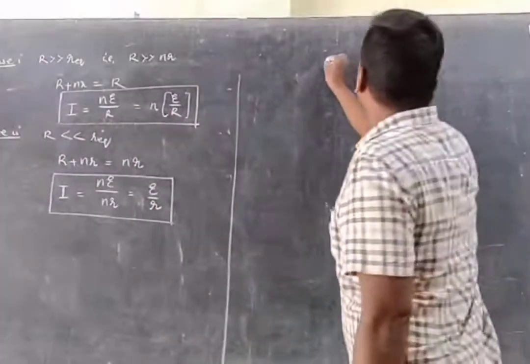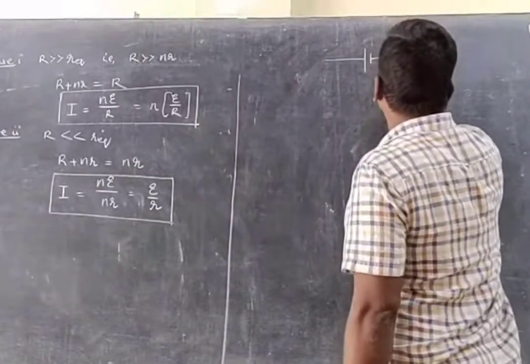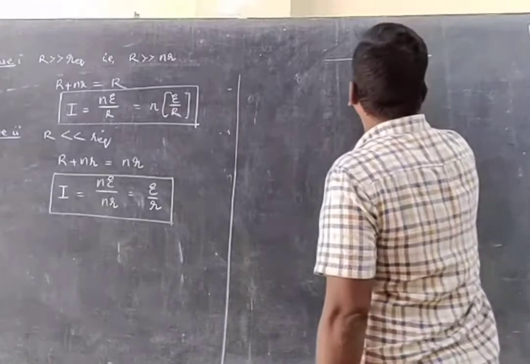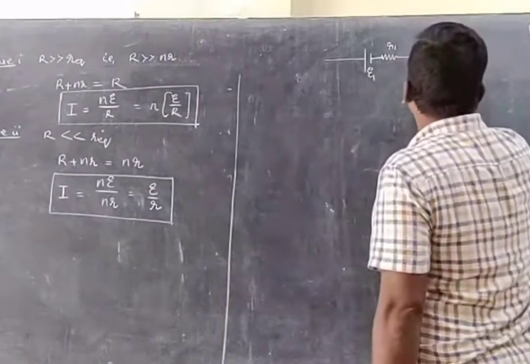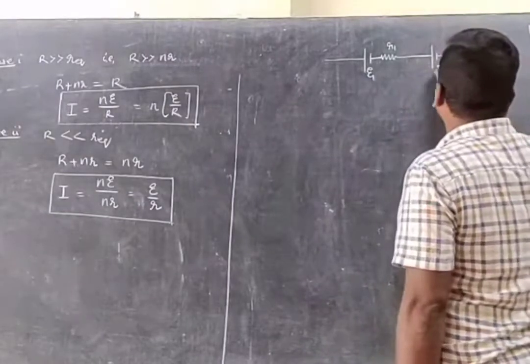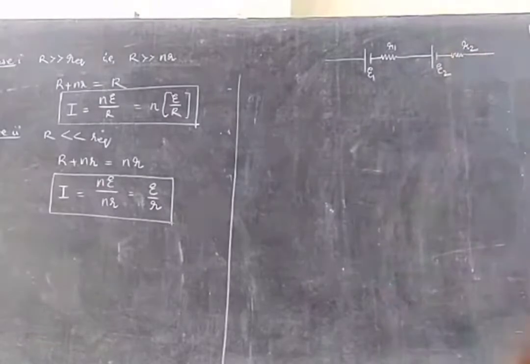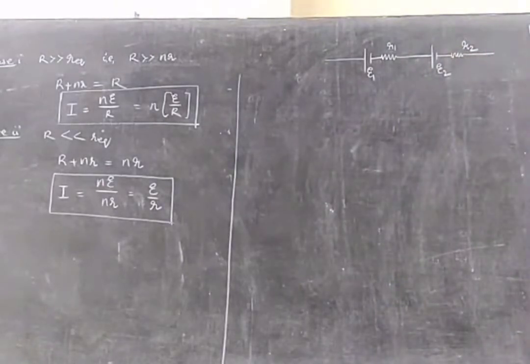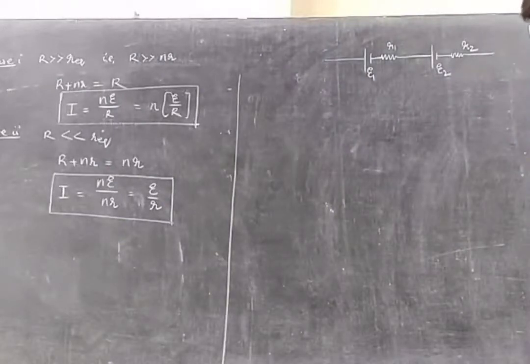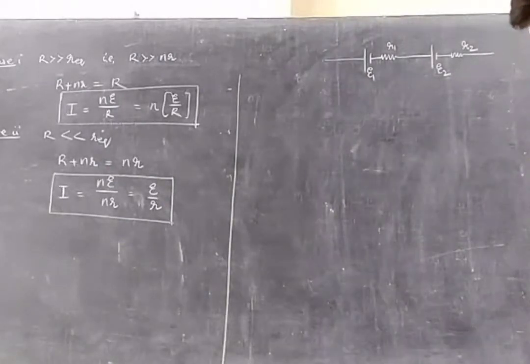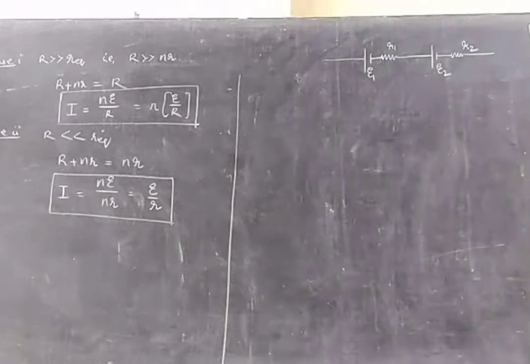You have this cell C1 with an internal resistance R1 and EMF E1 connected to another cell of EMF E2 and resistance R2 as shown in the figure. Let us imagine the current I is flowing across these two cells.